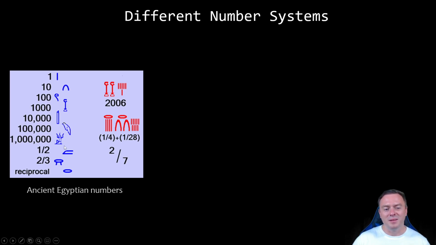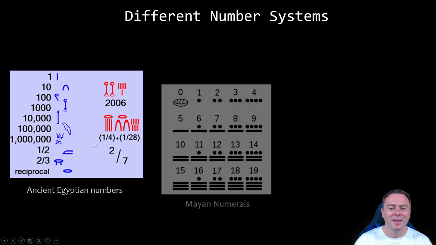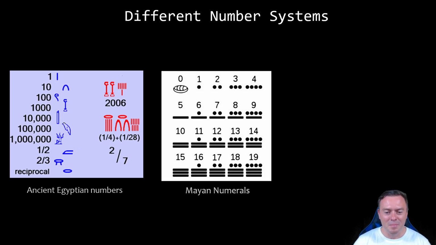The really cool thing about this system is they even included fractions, so they understood what a half, 2/3, and so on were, using these symbols through here, which I thought was quite neat when I was looking through. The next system that was developed was the Mayan number system, which is a little bit easier to read because it was just based on dots.